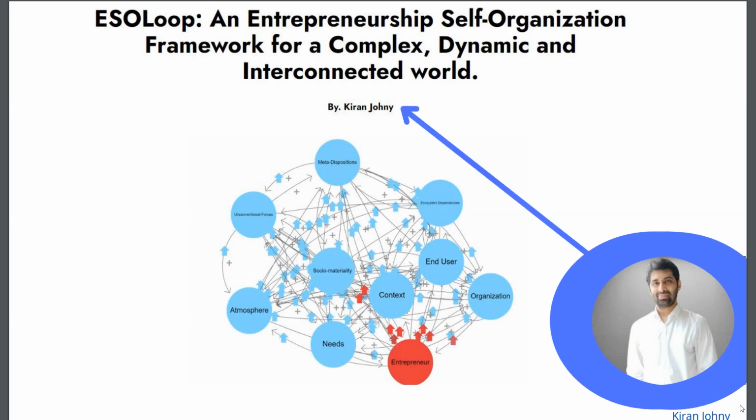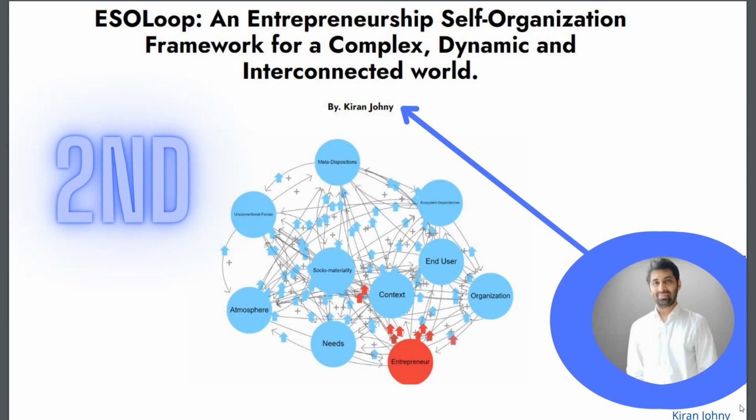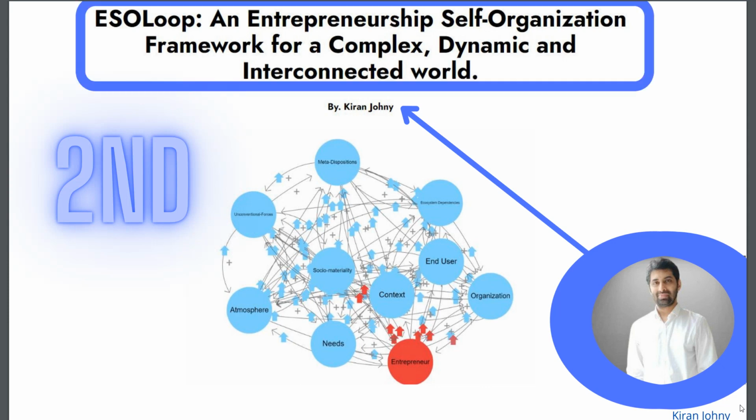This is the second video in the introduction series of the Eso-Loop Framework, an entrepreneurship self-organization framework for a complex, dynamic, and interconnected world.